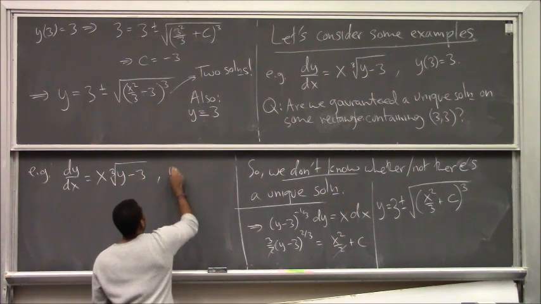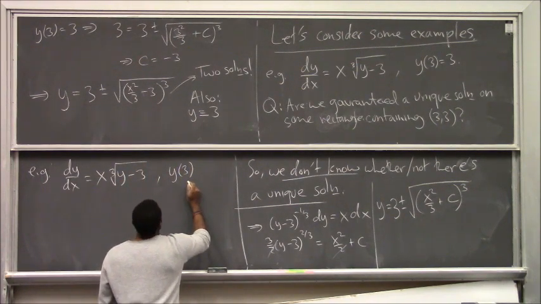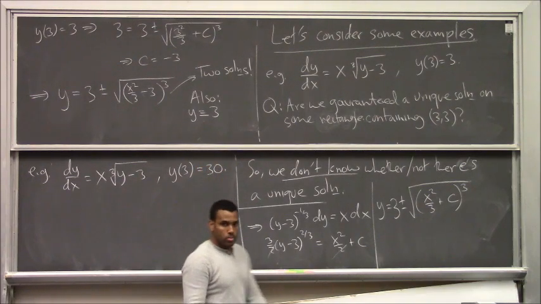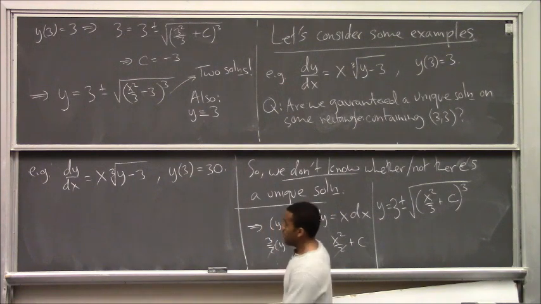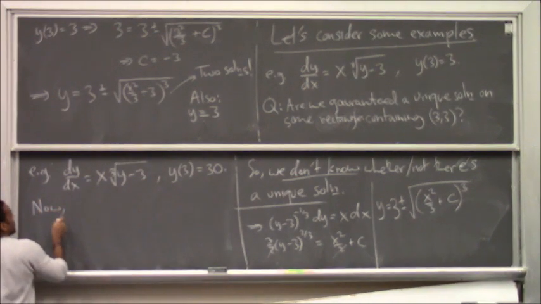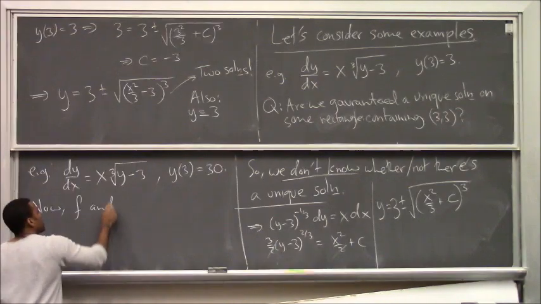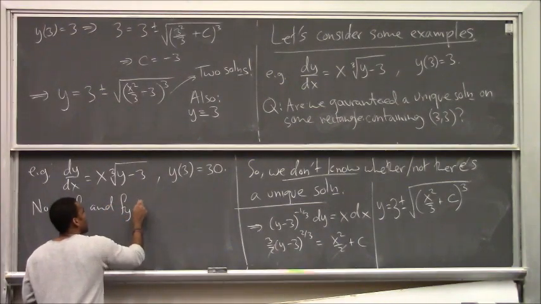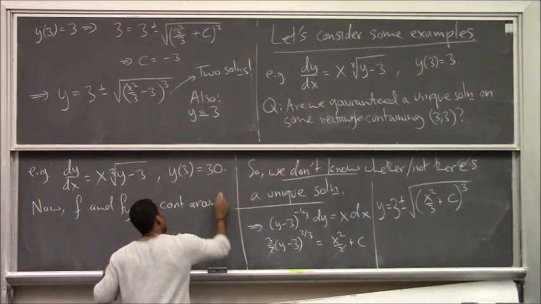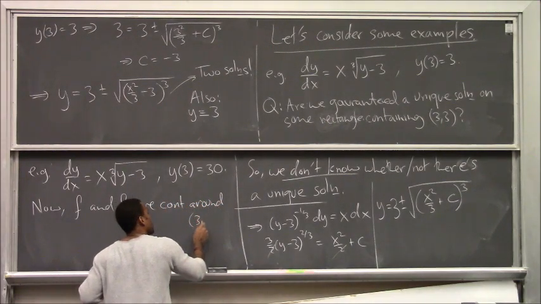So now, y of 3 is 30. Now what's going to happen? Now, f and the partial with respect to y are continuous around 3.